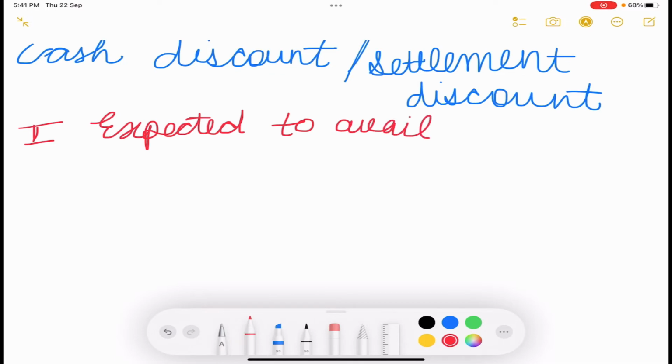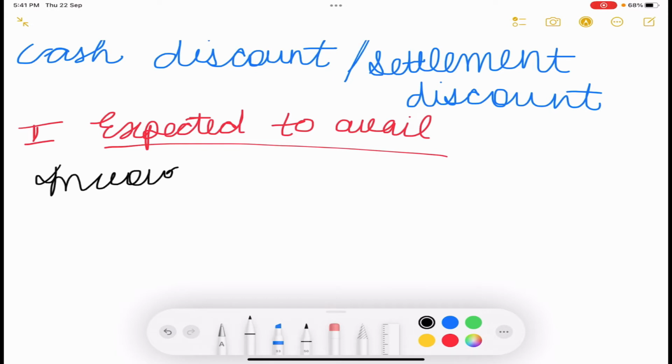Okay, so you need to keep in mind that the cash discount is also known as the settlement discount. And now we will come to the first case. In the first case, we are already expecting the person to avail the cash discount. So in such a situation, what will we do?